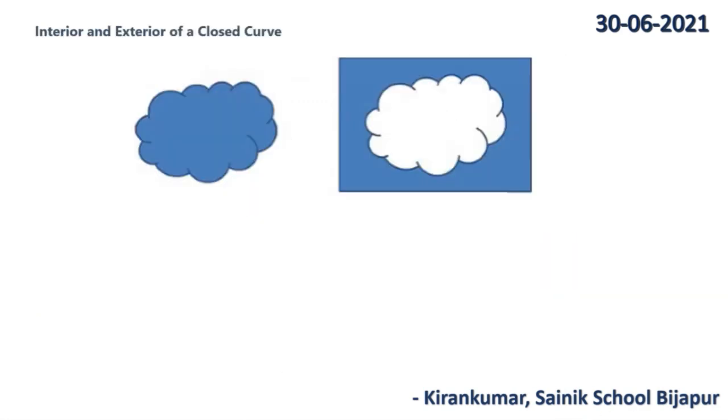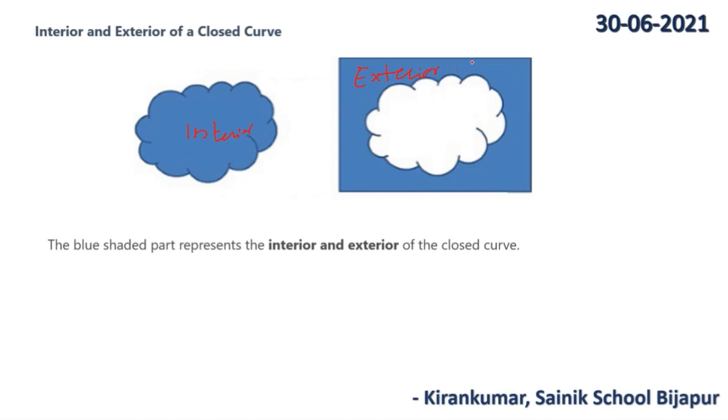Whenever there is a curve drawn on a plane, there will be 2 regions formed. They are called interior and exterior. Here, the blue shaded part represents the interior and exterior of the closed curve. Here, this is interior. This part outside is exterior.